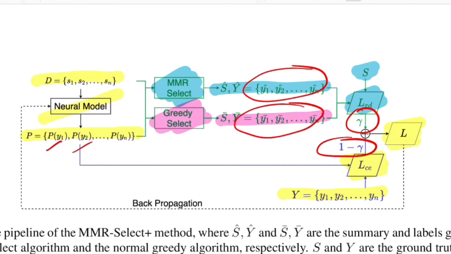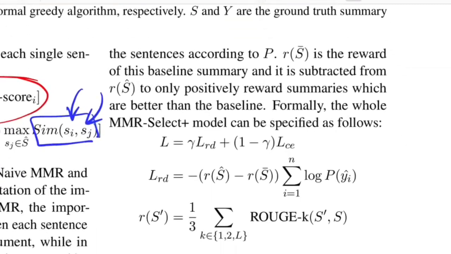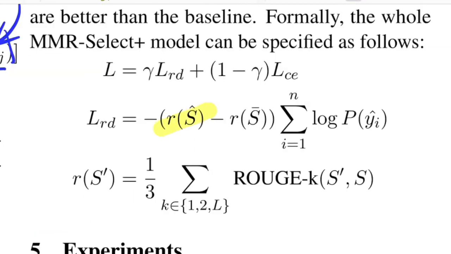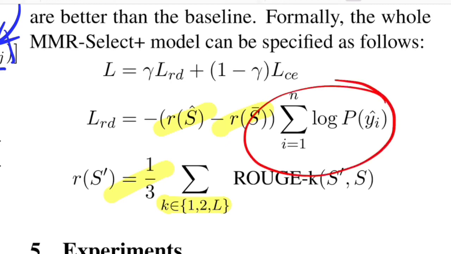So now let's see what this LRD loss is. It's basically the difference of the ROUGE scores that you get from MMR-Select and the greedy strategy, where you consider ROUGE-1, 2 and L, all the ROUGE variations, and do an average, which is then weighted by the likelihood of every sentence, which will get affected based on the weights that you update with the backpropagation algorithm and will be responsible for scaling down or up this ROUGE factor.